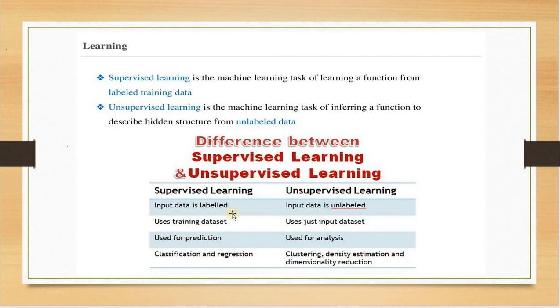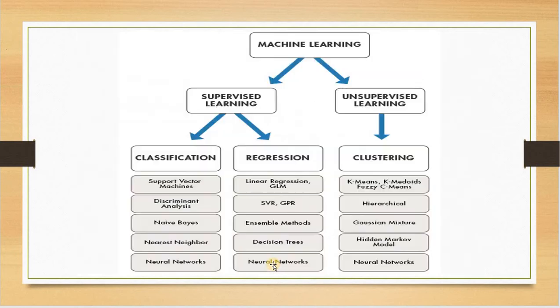So, the difference between both is that input data is labeled in supervised learning and input data is unlabeled in unsupervised learning. Supervised learning uses a training data set while unsupervised learning just uses the input data set. Supervised learning is used for prediction, whereas unsupervised learning is used for analysis. Supervised learning is classified into classification and regression, while unsupervised learning is classified into clustering, density estimation, and dimensionality reduction.